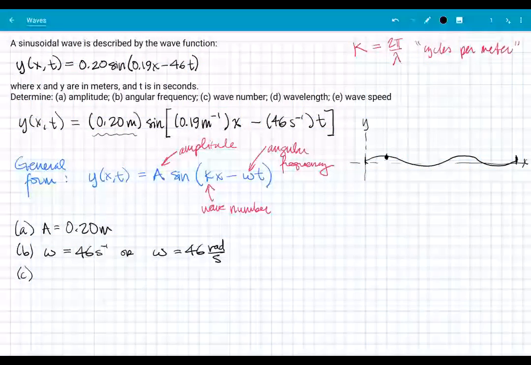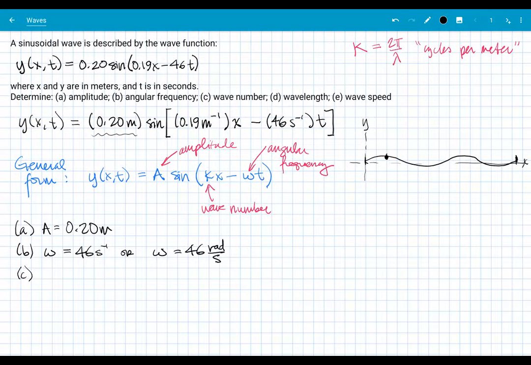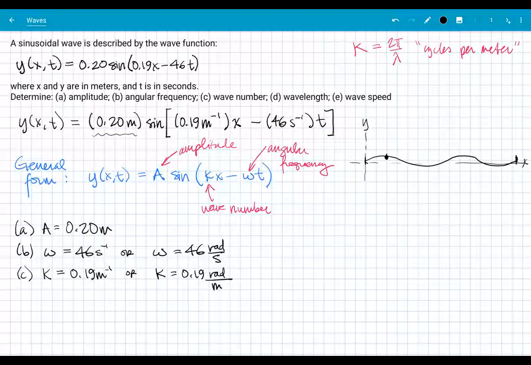Part C asks us for the wave number. Again, I can find that by inspection if I know the general form of the equation. It's the term that is multiplied by x. So I can see that k equals 0.19 meters to the negative 1, or again, we can write it as 0.19 radians per meter. Remember, we're looking at how much of the cycle fits into 1 meter. Okay, I'm going to leave that at that.